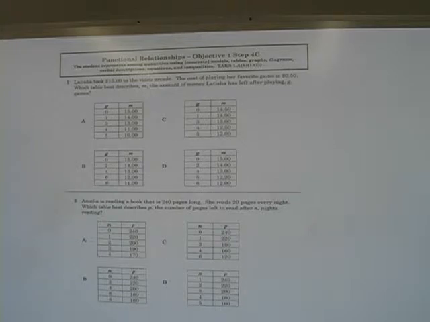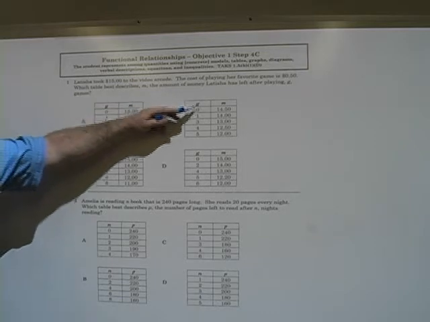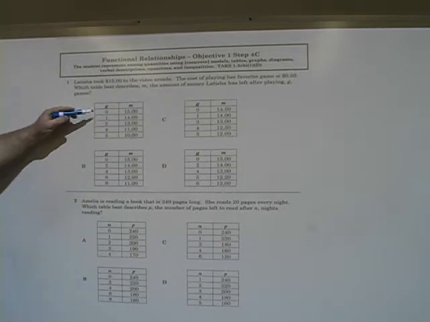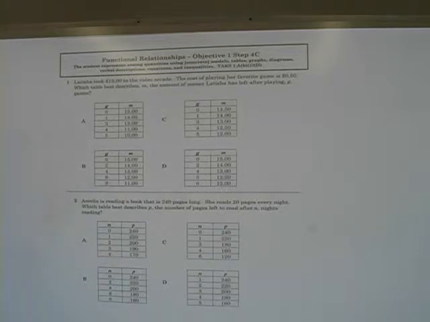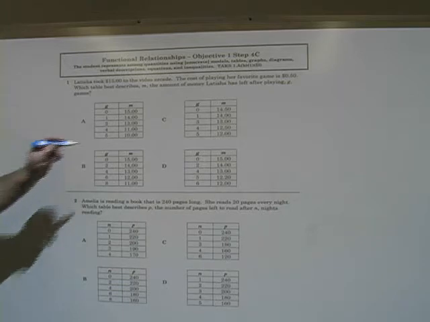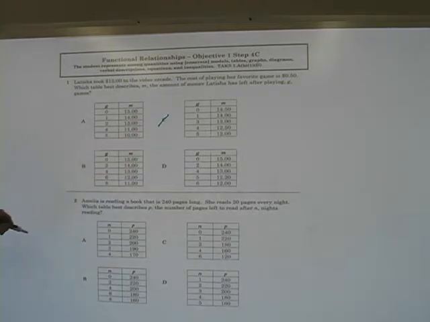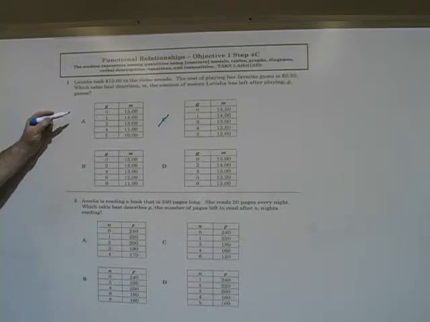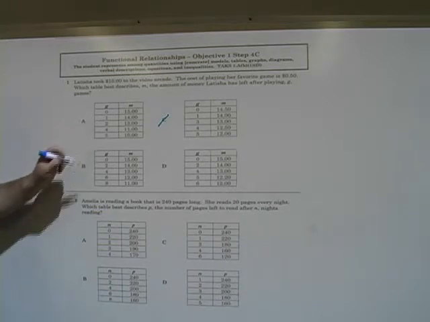But look at your answers here, and the number of games they're talking about. They're starting with 0 games. When she's played 0 games, how much money is she going to have left? She's going to have 15. So what can you rule out? You rule out C. Okay. What about after 1 game? How much money will she have left? She'll have 14.50, so you can rule out D. She'll have $14.50 after 1 game.